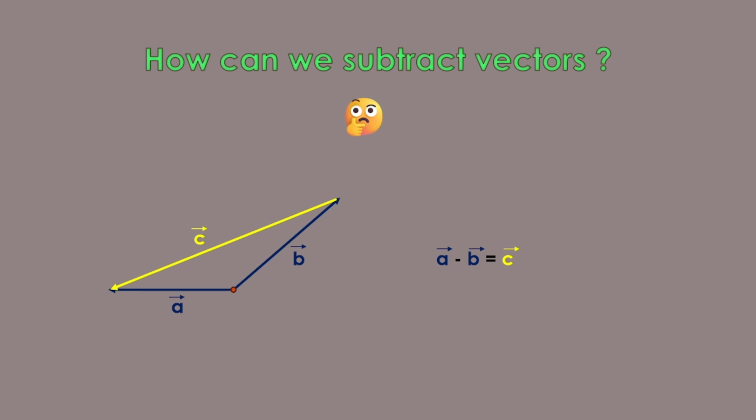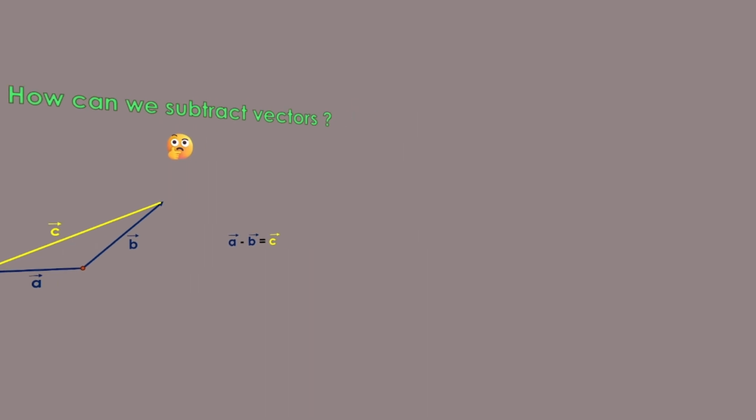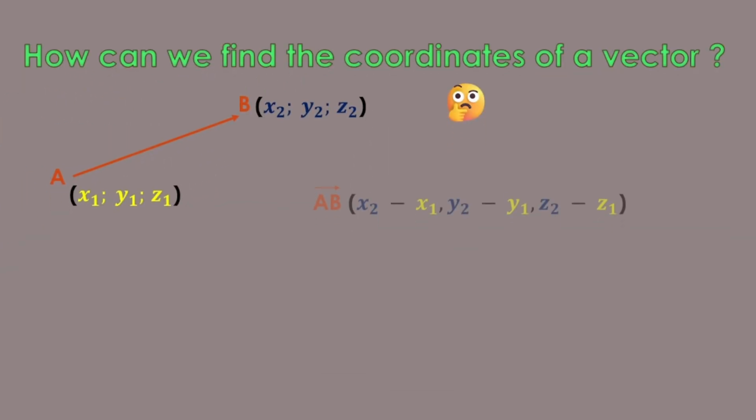How can we find the coordinates of a vector? We just need to subtract the coordinates of the beginning of the vector from the coordinates of the end of the vector. In our case, this is subtracting the coordinates of point A from the coordinates of point B, and we get that the coordinates of vector AB are equal to x2 minus x1, y2 minus y1, z2 minus z1.